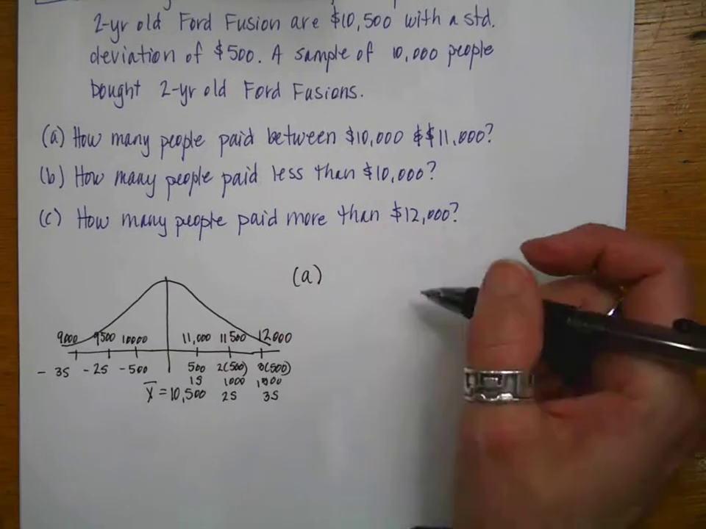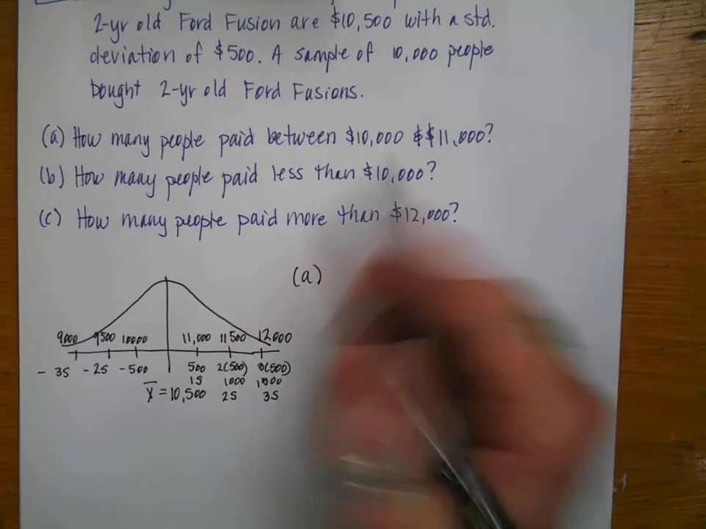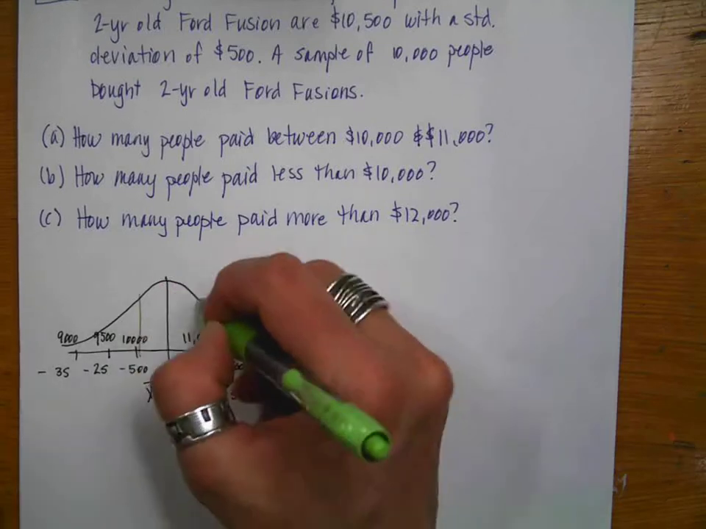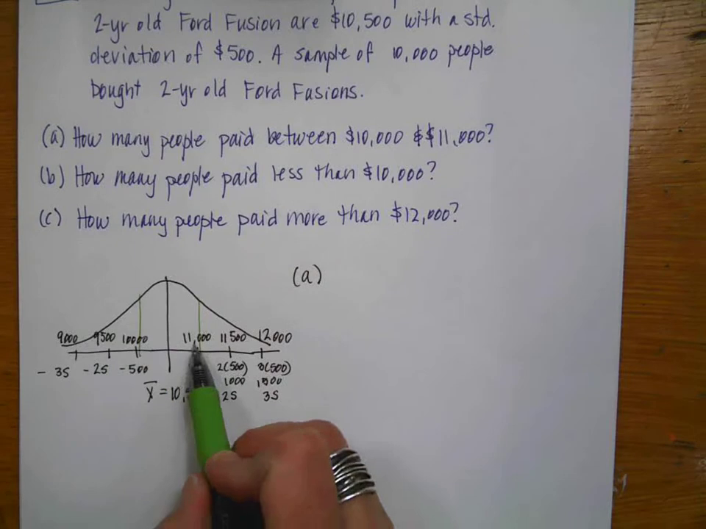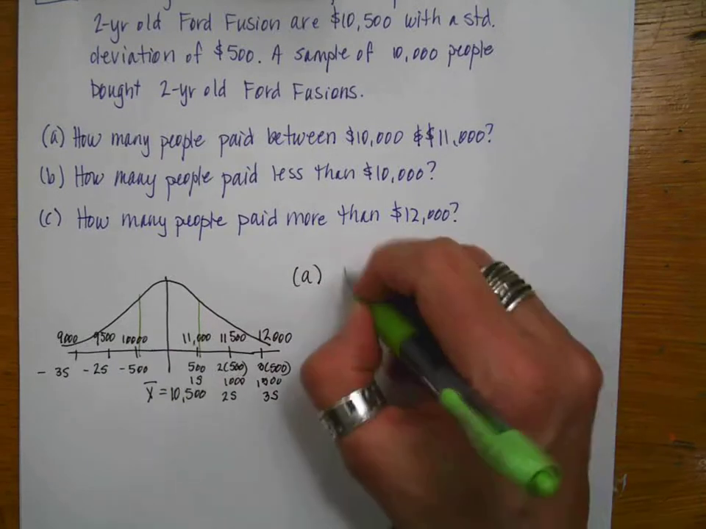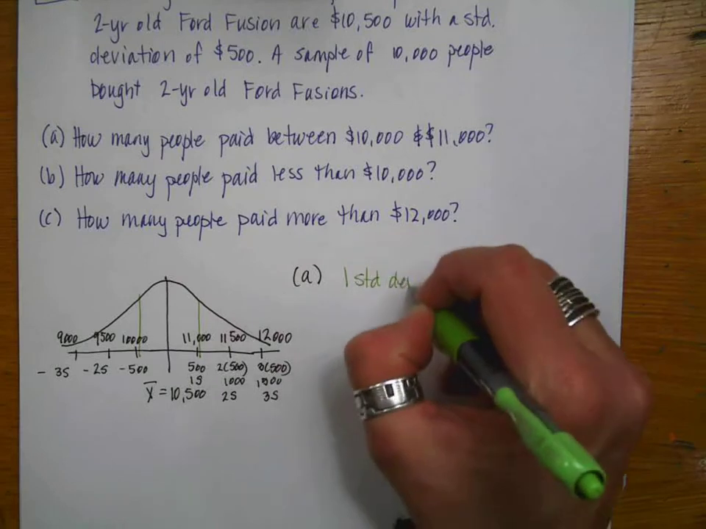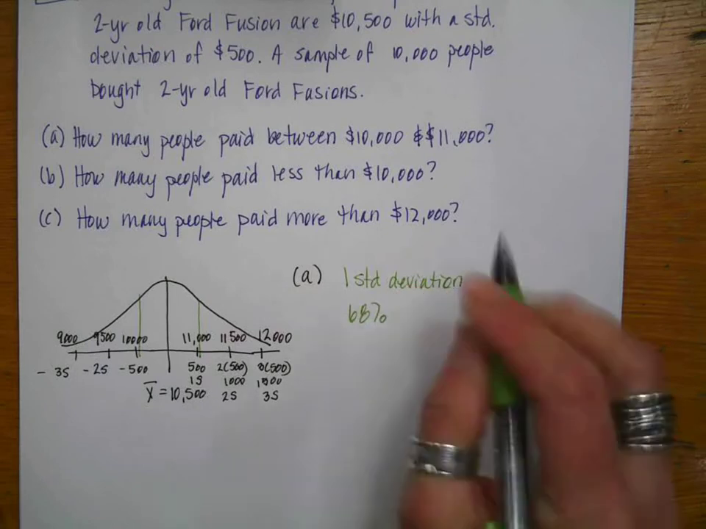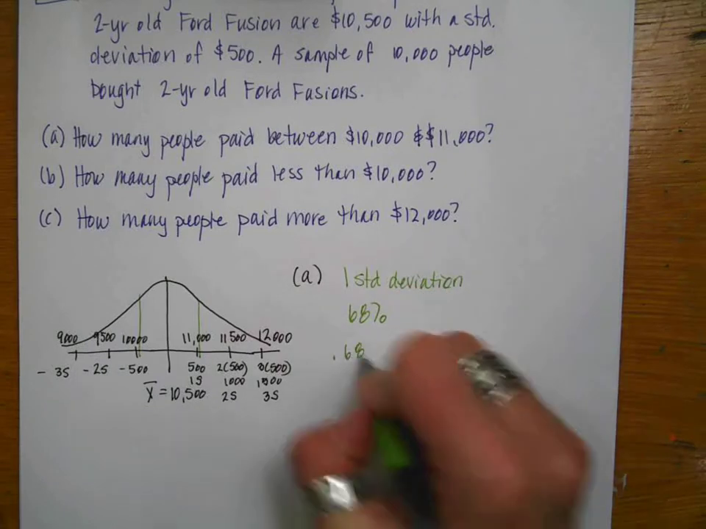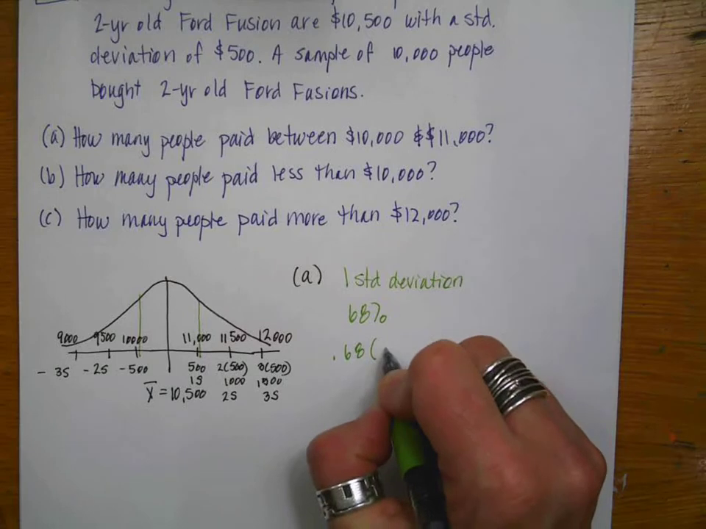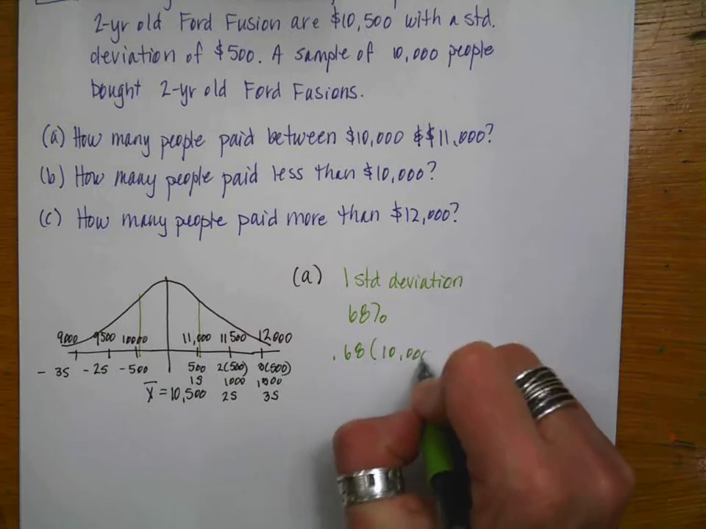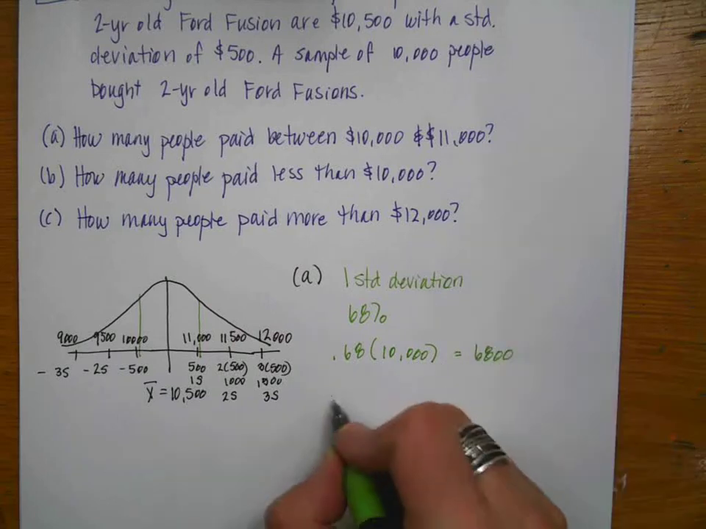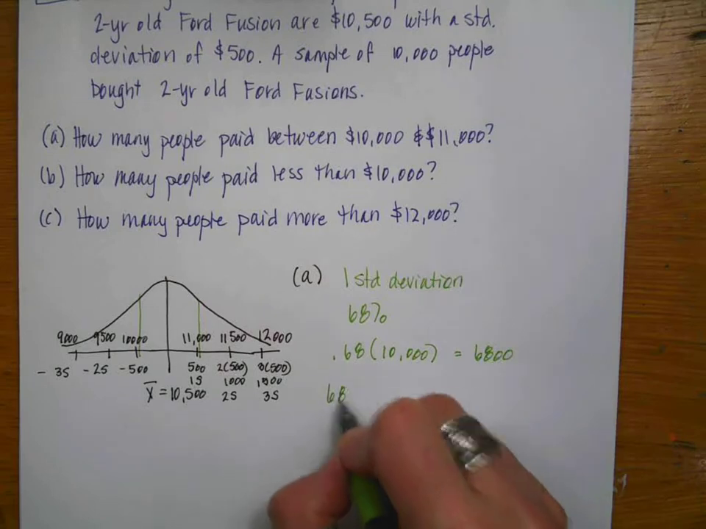So when I start working on A, it says how many people are between 10,000 and 11,000. If you notice, let me use some colors. Here's one standard deviation. So here's 10,000 and 11,000. So that is one standard deviation. Based on the empirical rule, that's 68%. If I multiply 0.68 times the number of people that we surveyed, which was 10,000, I'm going to get 6,800 buyers.